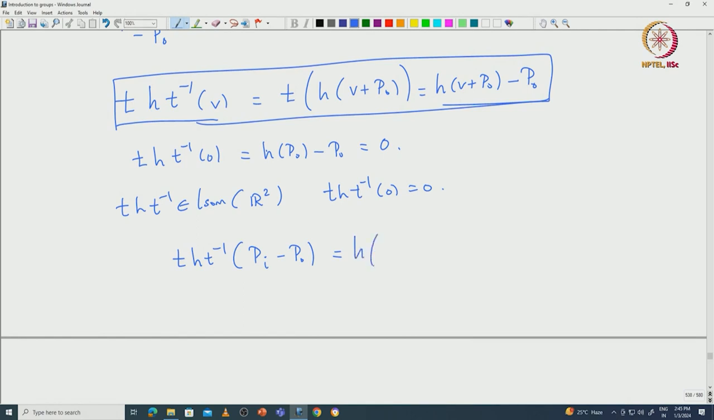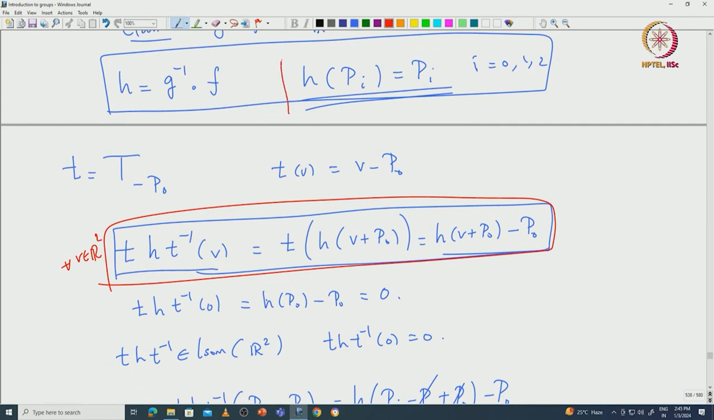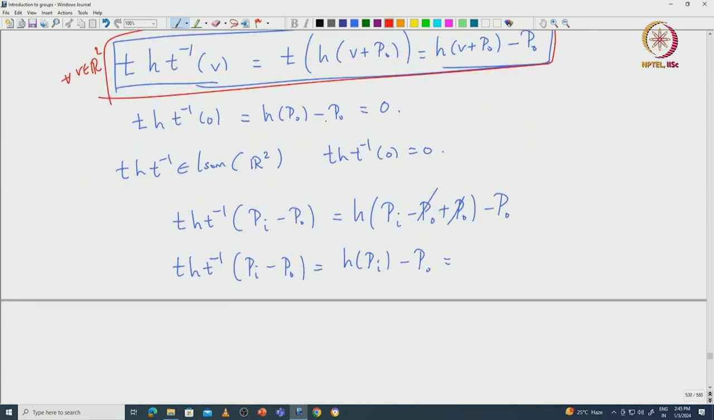Then it is going to be H of P I minus P naught plus P naught minus P naught. From this formula, this is true for any V in R2, so we can just use that formula. Then you can see that T H T inverse of P I minus P naught is going to be, this P naught gets cancelled, H of P I minus P naught. But H of P I is P I, that is what is given to us. So this is going to be P I minus P naught.